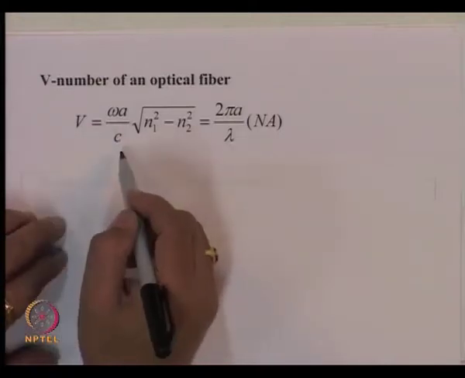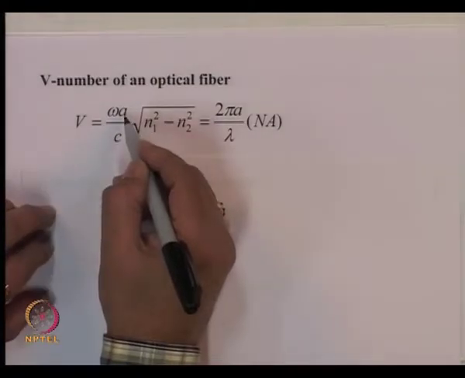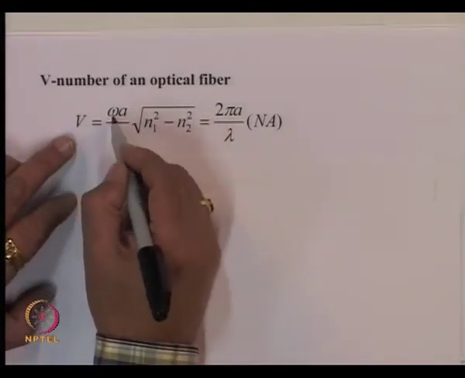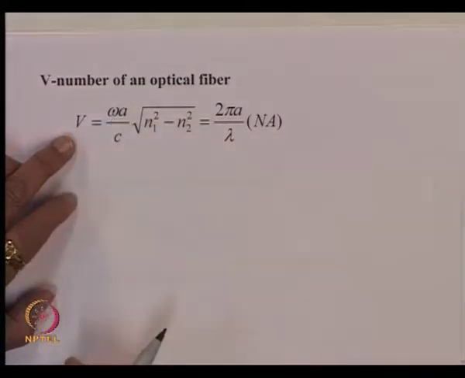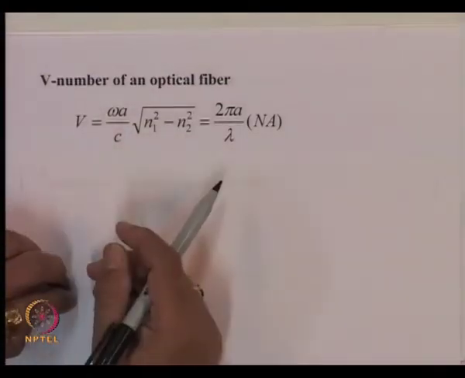Now, for a given fiber, since n1 and n2 are constant and the radius is constant, the V number of an optical fiber is directly proportional to the frequency omega. That is the reason many times this parameter is also referred to as the normalized frequency. Later on we will see this is the parameter which is essentially used to compare different types of fibers. So this parameter, the V number of an optical fiber, is one of the extremely important parameters because it is the one which is going to describe the propagation characteristics inside the optical fiber.